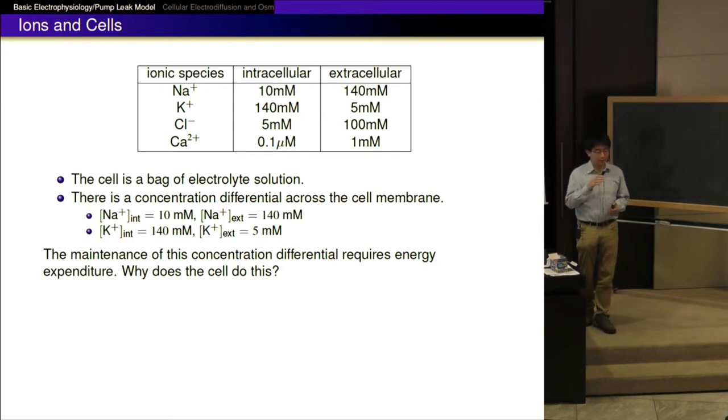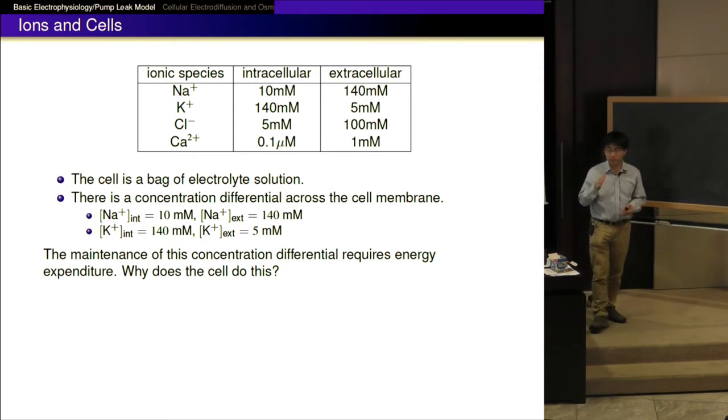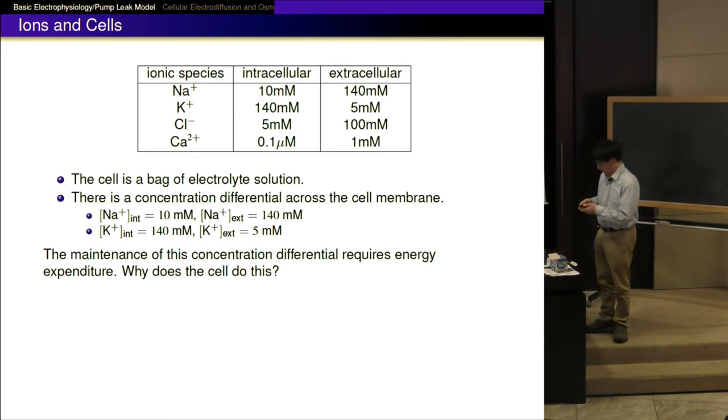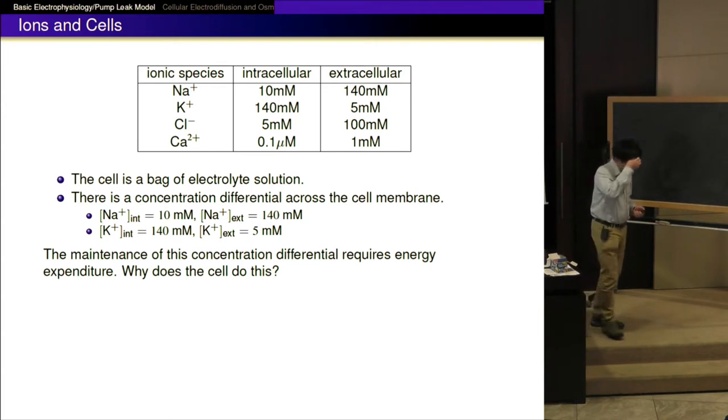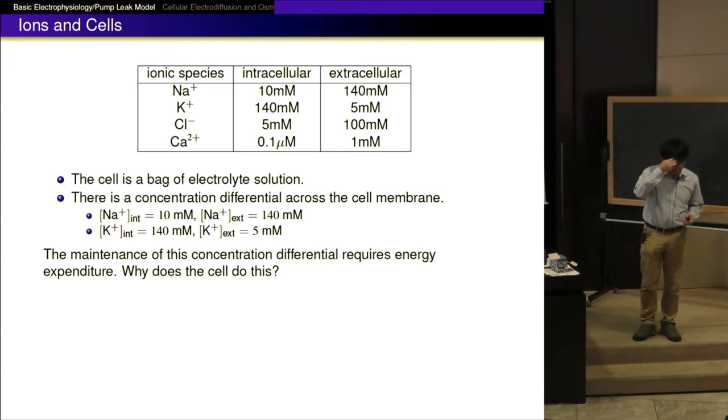Our brain, it is said, uses 50% of its energy. The 50% of the brain's energy expenditure is used to maintain this concentration differential. Now, the question is, why does the cell try to do this?